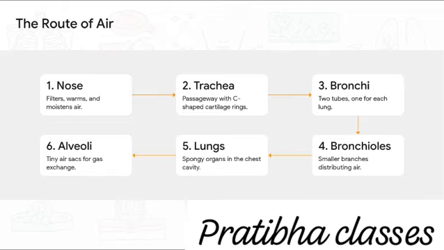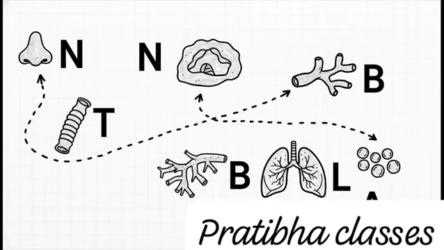Inside the lungs, these tubes branch out like a tree into smaller and smaller bronchioles until they finally reach our destination, millions of tiny little air sacs called the alveoli. Now that might sound like a lot of parts to remember, but don't worry, Prashant Sir gave us this brilliant little memory trick. Just remember this: N, N, T, B, B, L, A. That's nose, nasal cavity, trachea, bronchi, bronchioles, lungs, and alveoli. It's a super simple and effective way to get the order right every single time.